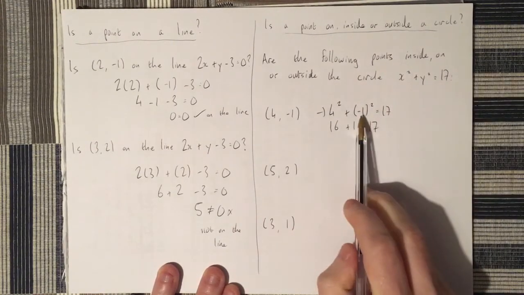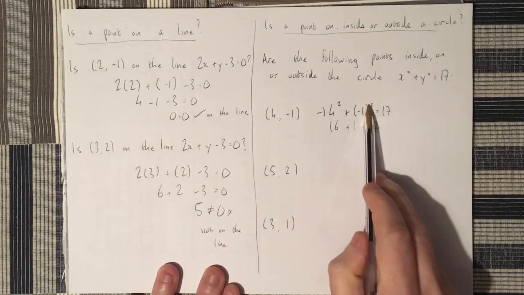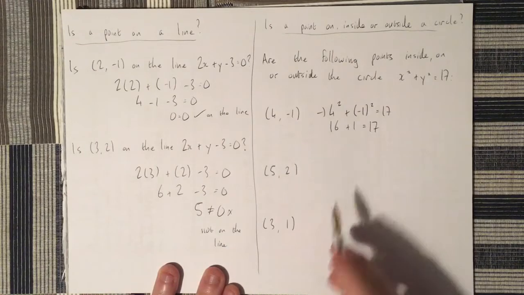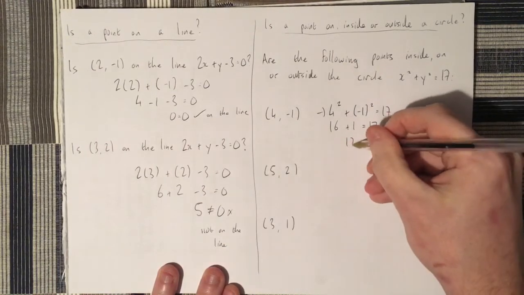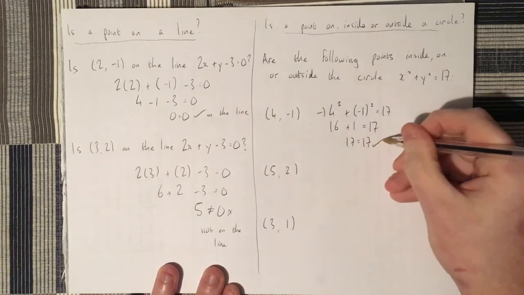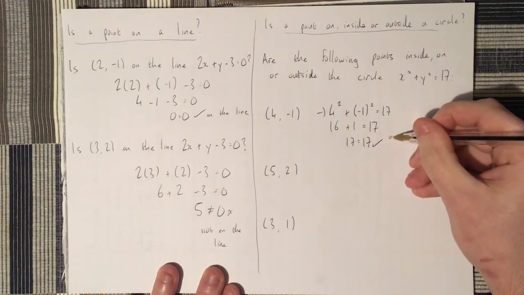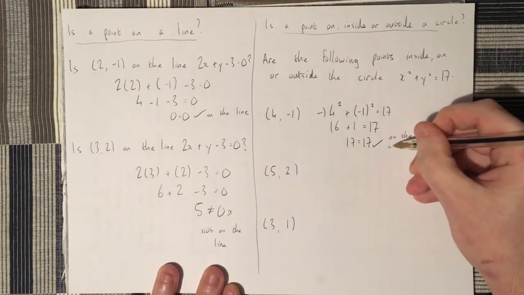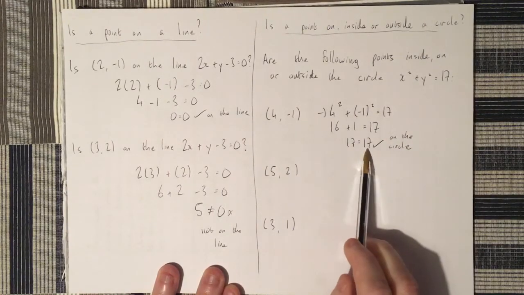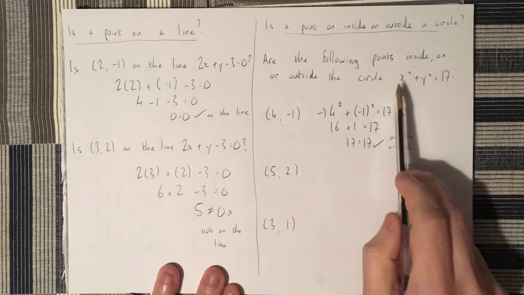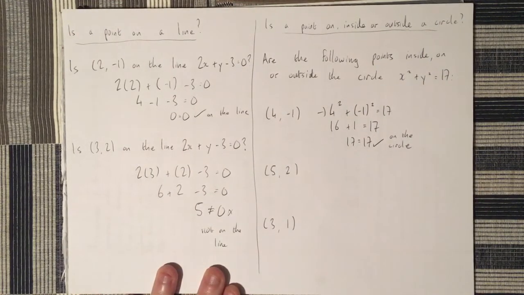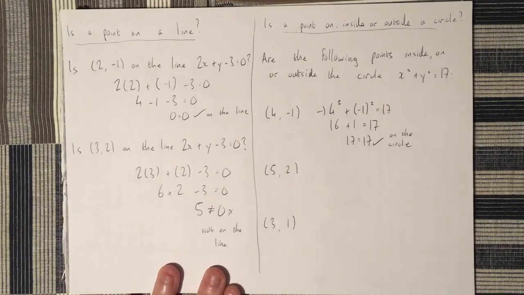So again, if you're ever doing that in a calculator, just be careful to put those brackets in. If you don't put the brackets in, the calculator will give you the wrong answer. 16 plus 1 is 17. Is 17 equal to 17? Yes, it is. So that point is on the circle. So because I got 17 equals 17 when I subbed this into the equation, then it's on the circle. All right, so that's very like what we did with the line.